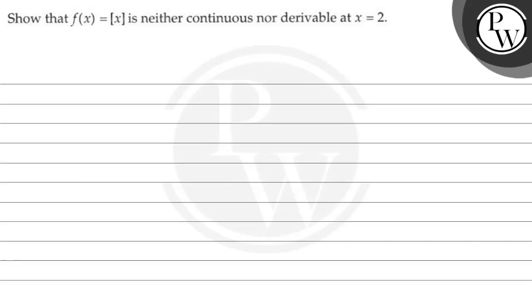So bachon, let's read the given question. The question states that f(x) equal to greatest integer function of x is neither continuous nor derivable at x equal to 2. So the key concept to solve this question is, suppose we have y is equal to greatest integer function of x.